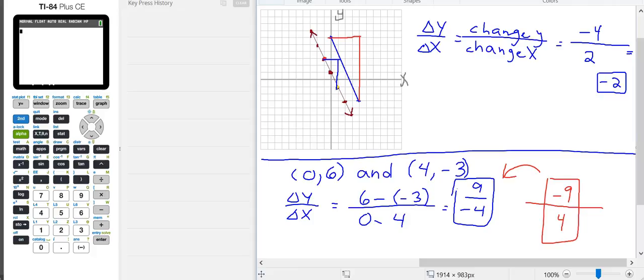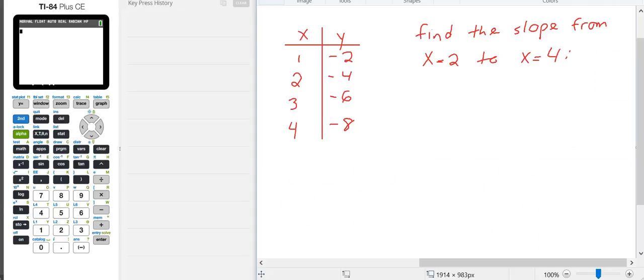Let's look at one last example when we have a table of values and we want to find the slope over a certain interval. In this question, we need to find the slope over the interval x is equal to 2 until x is equal to 4. So that would be the point 2, -4 and the point 4, -8. These are our 2 points from the table.